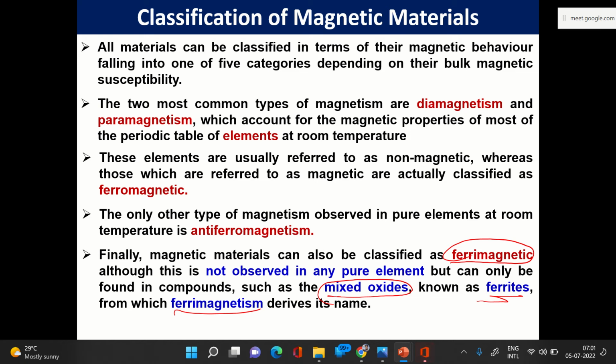ferrites is ferrimagnetism. Simple. So the name is coming from there, from ferrites. The prefix ferri in ferrimagnetism is coming from ferrites.